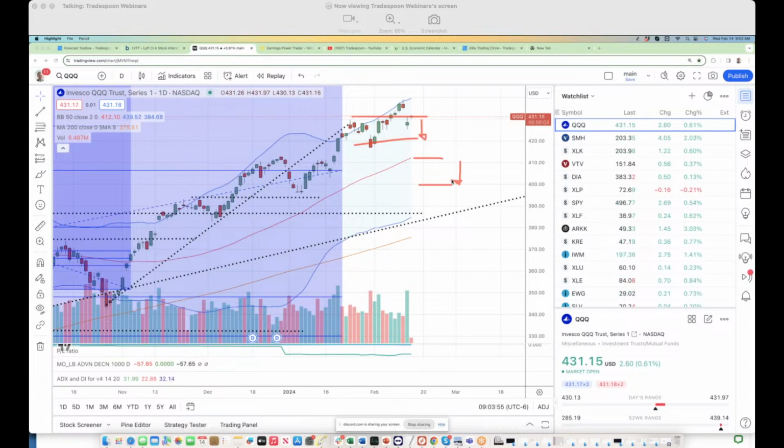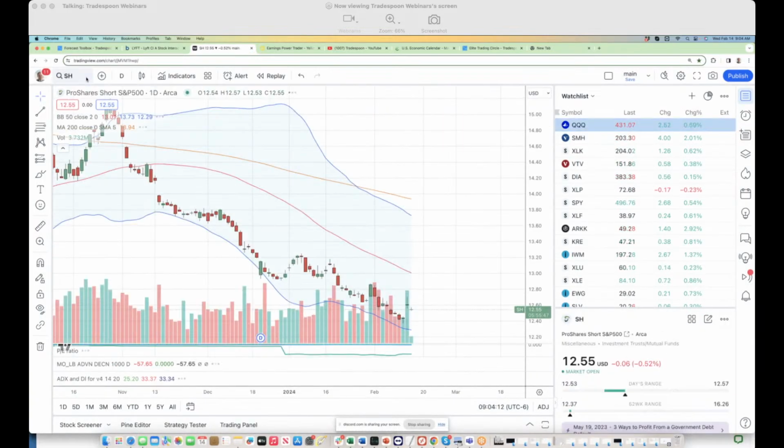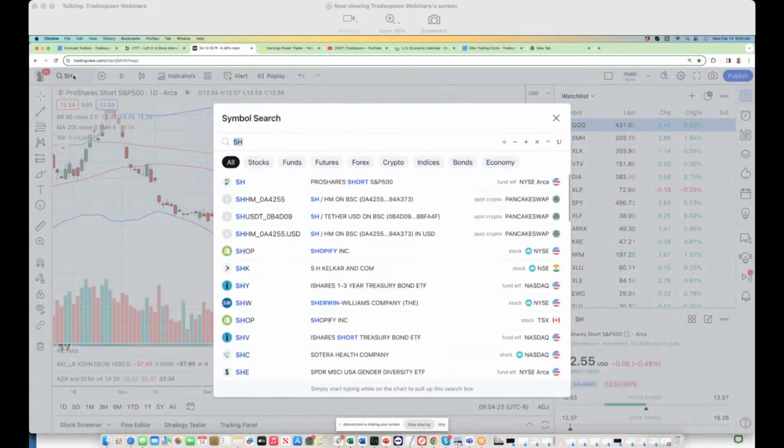That's possible, or it could be that people are concerned that interest rates are not going lower in the first half of the year. Then I think there's more pressure to the downside. I do have an SH position, right? So that's another short position. So either a QQQ put spread, or you can buy SH to hedge, right? So I'm long SH.